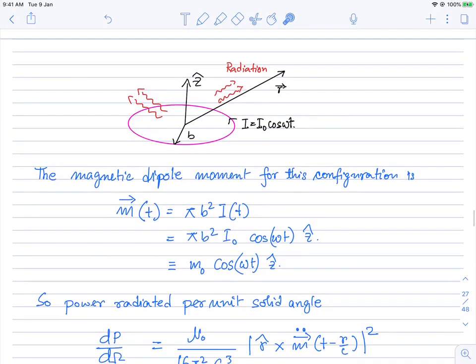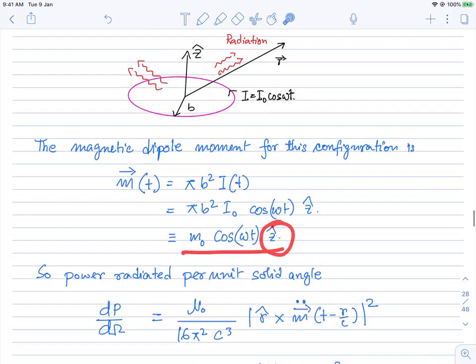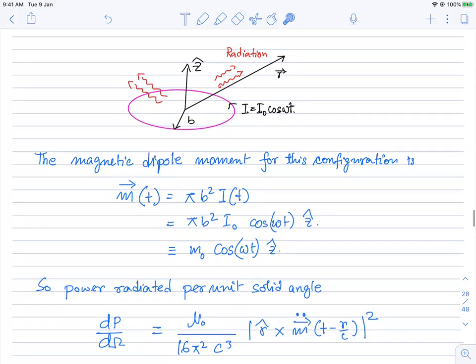So again, we know that the magnetic moment is area times this current, and the current has this form. So this is m naught times cos omega t, and because the loop direction is not changing, it is pointing in a given direction. So this is very similar to the case that we had, where we have a magnetic dipole along a particular direction, but its magnitude is changing, because of the time-varying current.